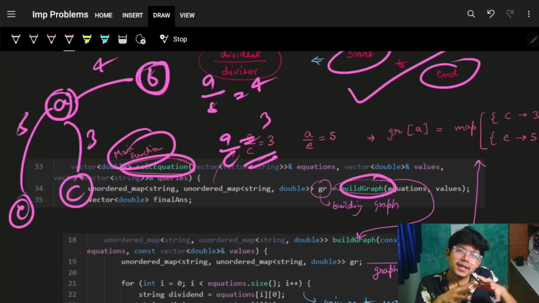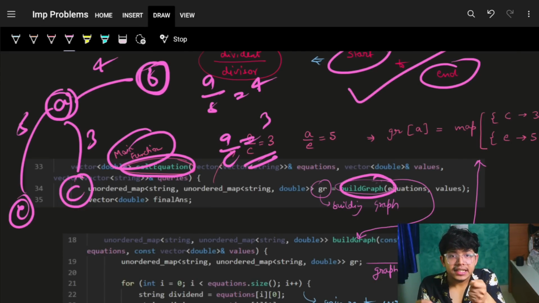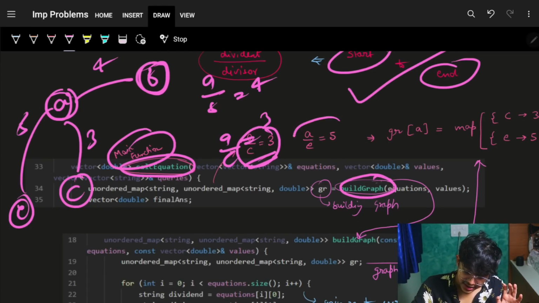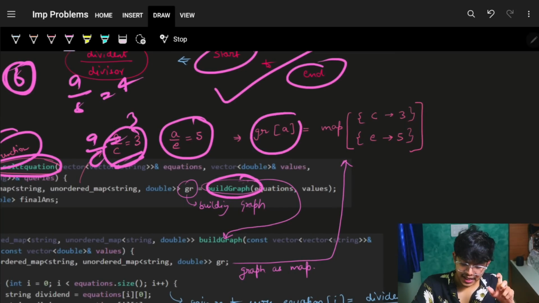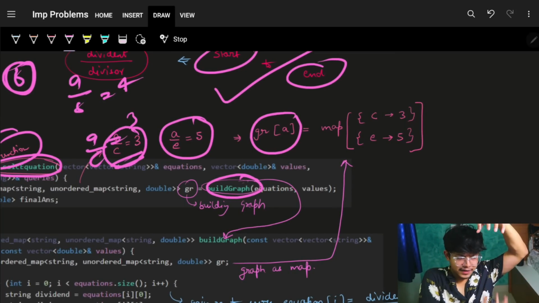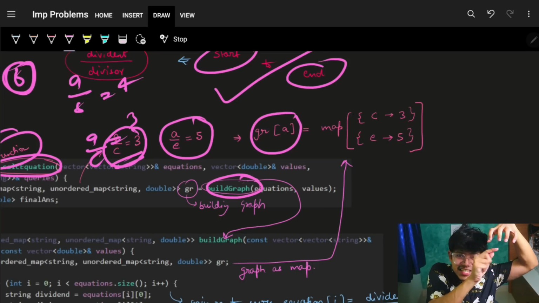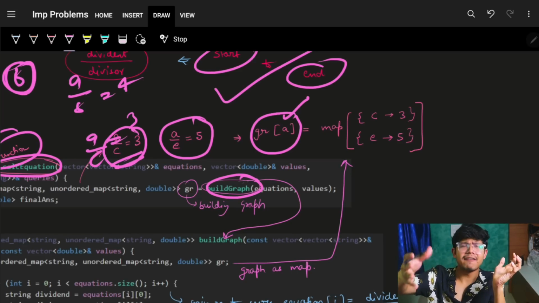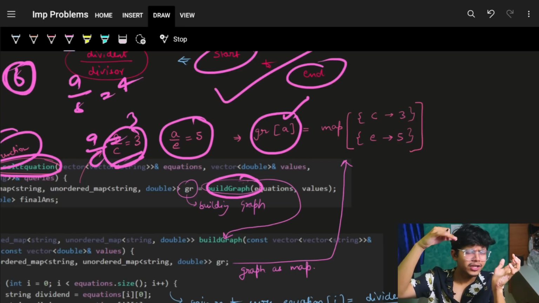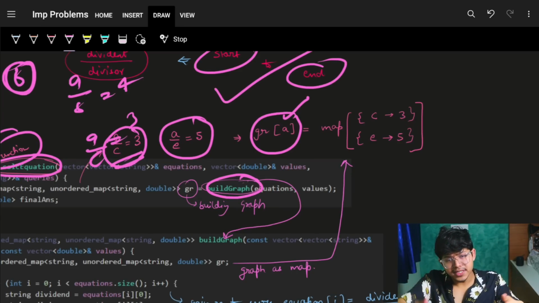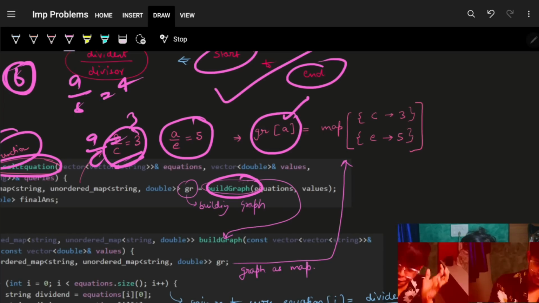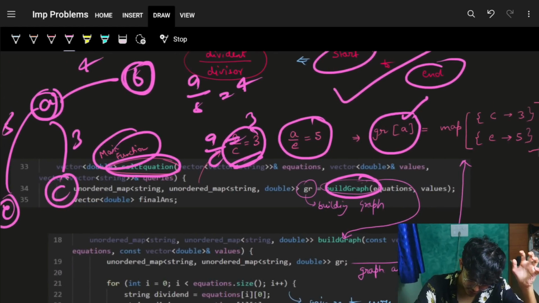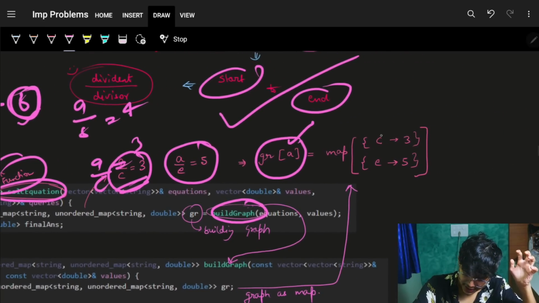So it is simply making your directed weighted graph out of simple input, which means I have A upon C as 3, A upon E as 5. I can simply take a graph where one part is nothing but strings. For every string, let's say A at this part, you can have a vector of pair, you can have a map, you can have anything. Here, for simplicity, I took a map. So for this A, you can have multiple outputs. As you saw, it is B, C, E. So for this A, I have C and E.